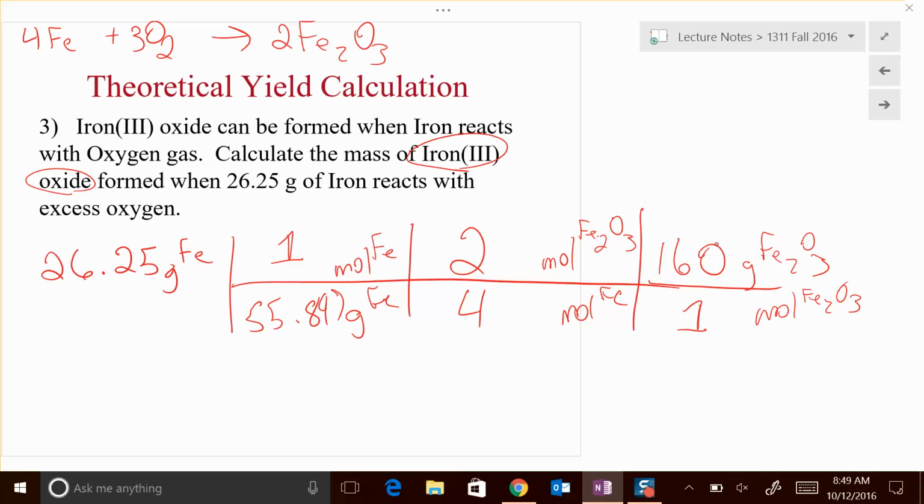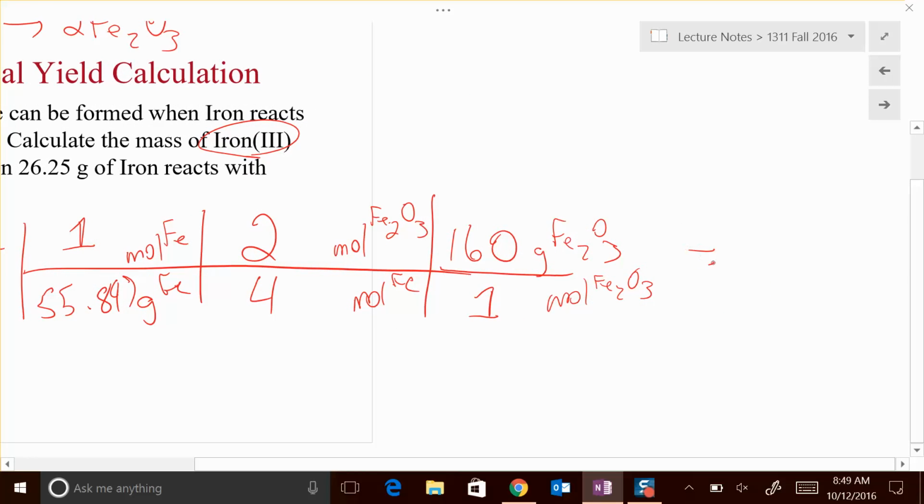So this times 2 times 160 divided by 55.847 divided by 4, because those are the stoichiometric relationships. That's how I'll calculate that. So my theoretical yield here is what? 37.53.